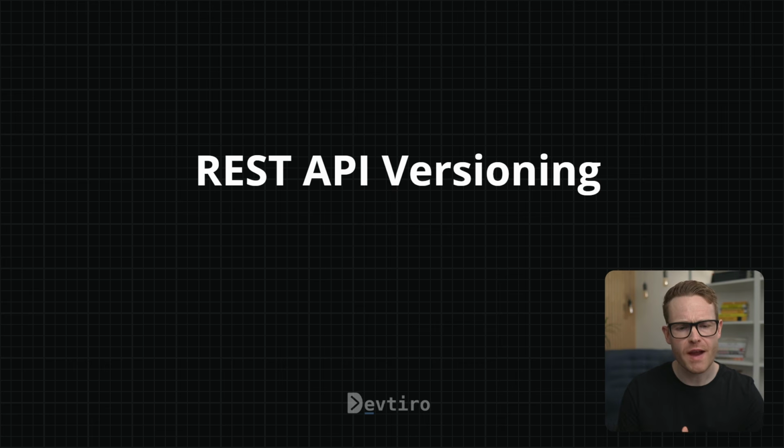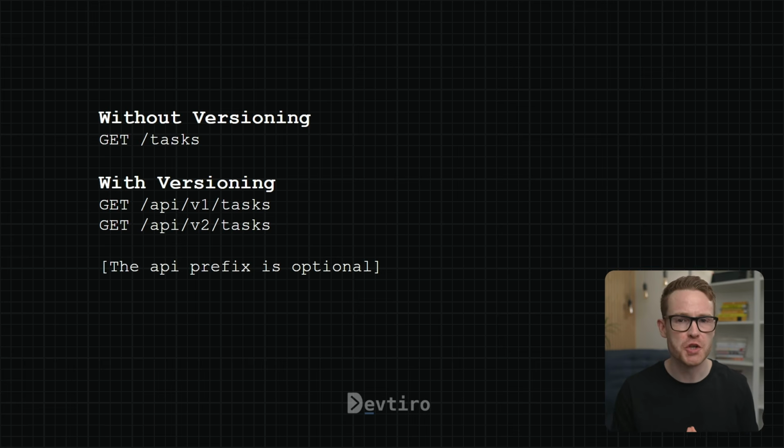Now, a quick note on REST API versioning, because we are going to use this in the task app build. It's considered good practice to version your REST APIs. If we look here, we can see an example of how to do that. HTTP GET /tasks. This URL is not versioned. However, the ones below it are. We have GET /api/v1/tasks and then GET /api/v2/tasks.